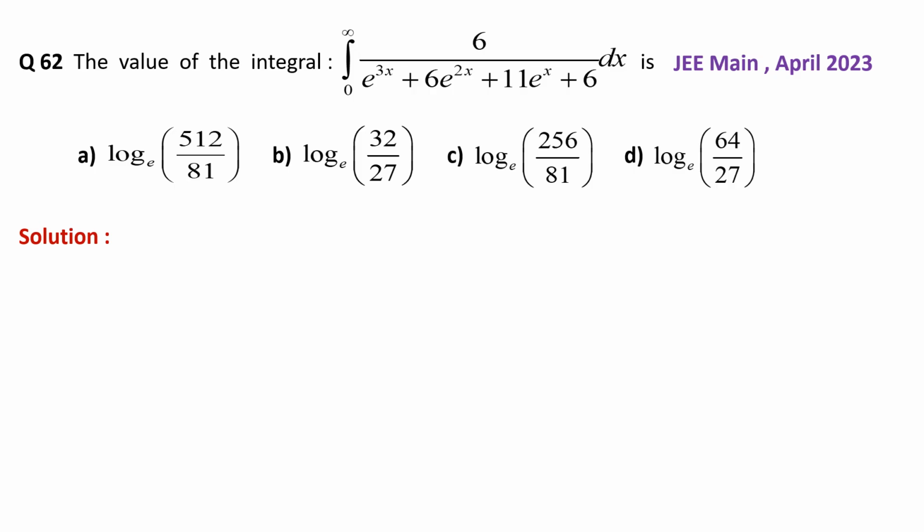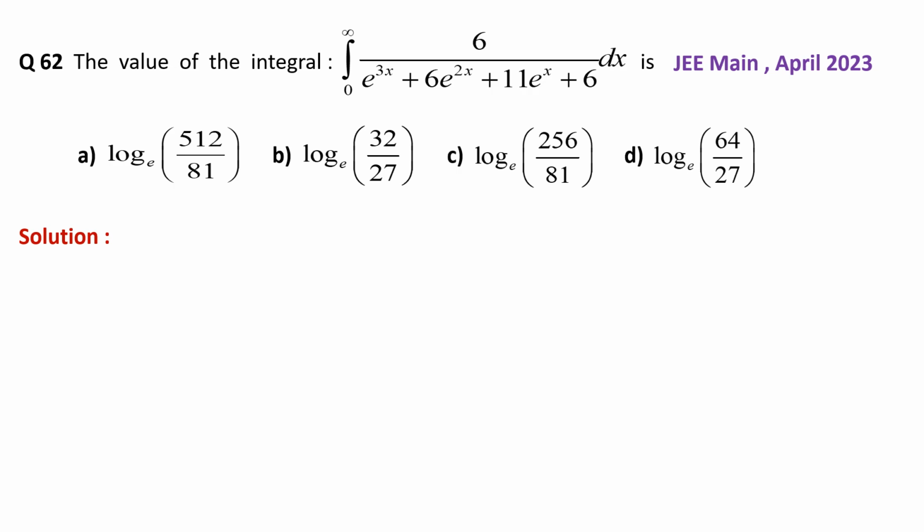Now in our previous year question series of JEE Main and JEE Advanced, this is the next question. This question is based on the topic of definite integration. It says the value of the integral 0 to infinity 6 dx whole divided upon e to the power 3x plus 6 into e to the power 2x plus 11 into e to the power x plus 6 is.